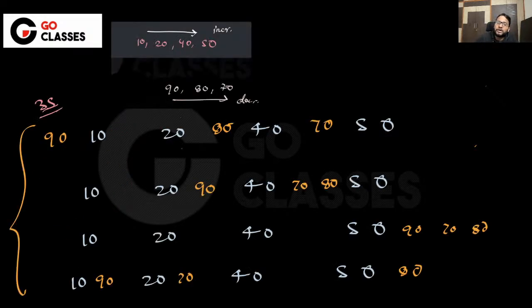So they can ask you what are the starting numbers? Either it can be 10, it can be 90. It can never be other than this.